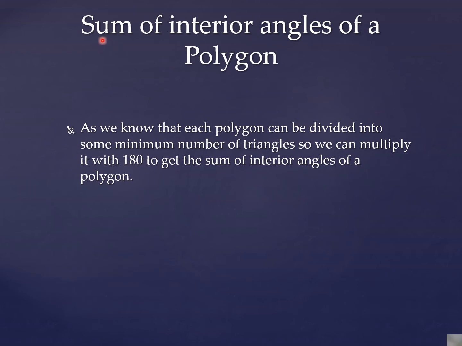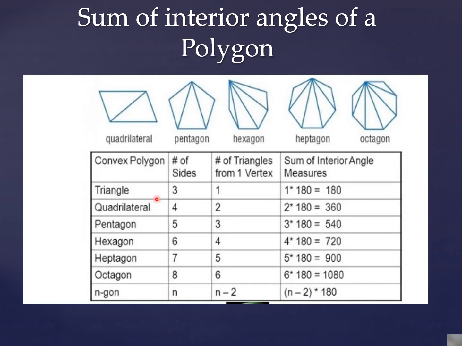Now we are talking about the sum of interior angles of a polygon. In the previous one, we were talking about a quadrilateral only. Now we are talking about a polygon. So as you have seen that a quadrilateral can be divided into triangles, similarly each polygon can be divided into some minimum number of triangles. Okay, so we can multiply it with 180 degrees to get the sum of interior angles of a polygon, as we did in the case of a quadrilateral. Now here are some examples.